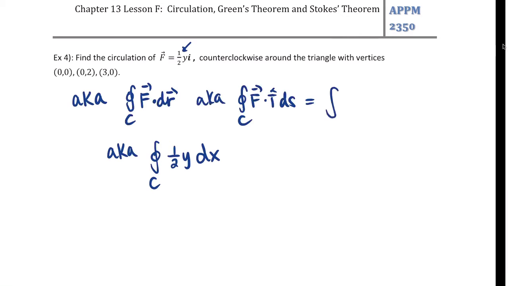If you recall, this is the same as P dx plus Q dy, where this is the i component and this is the j component. In this case, you might just get this integral asking you to do 1/2 y dx, but it's really saying you can imagine this is just the i component of your vector field, and we're asking you to find work or circulation or flow.